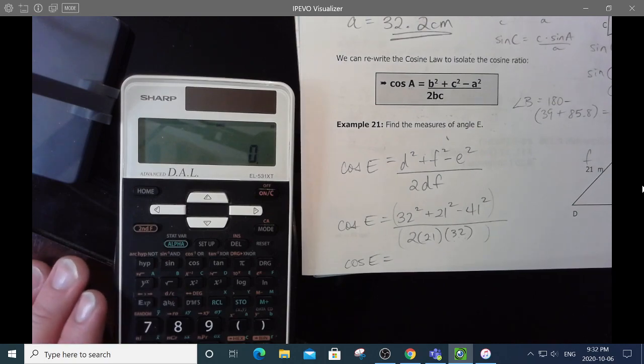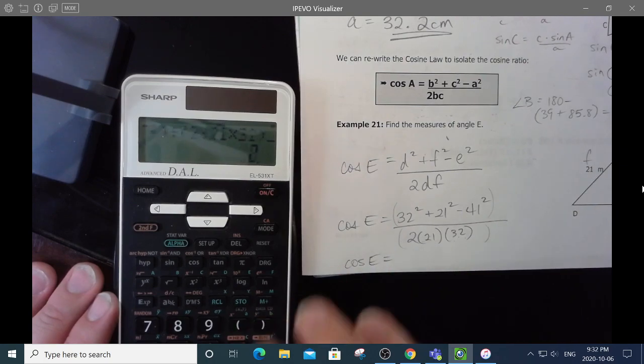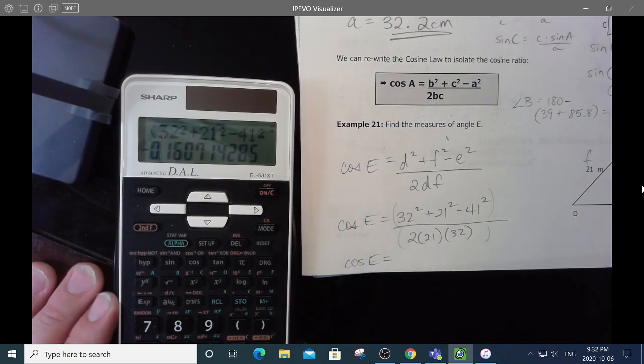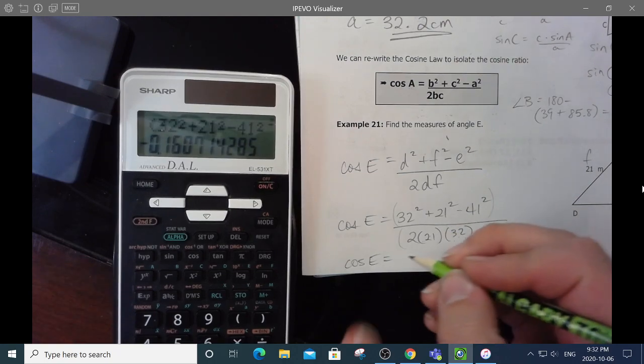Watch and learn. Open a bracket, 32 squared plus 21 squared minus 41 squared. Close the bracket, divide by, open the next bracket, 2 times 21 times 32. Close the bracket, hit equals. Don't panic about the fact that the cosine's negative. All that means is we're going to get an obtuse angle. You'll see, it's fine. Negative 0.